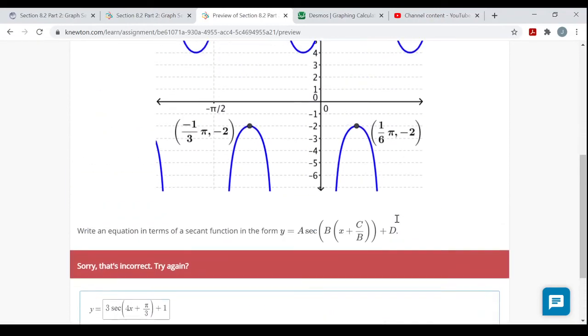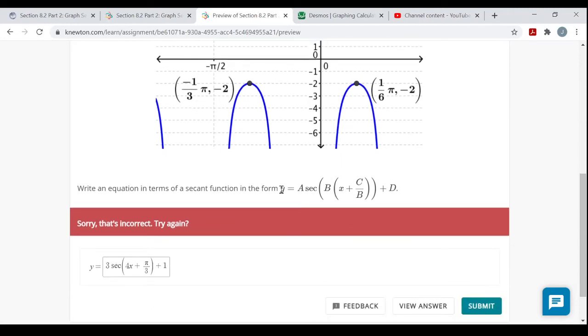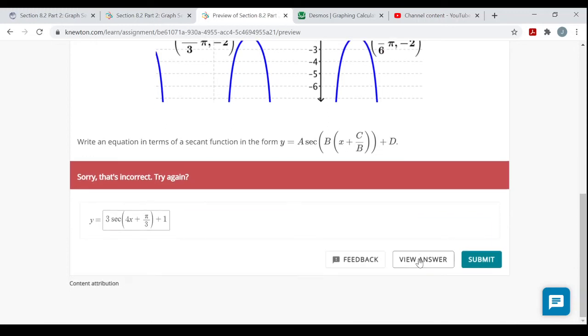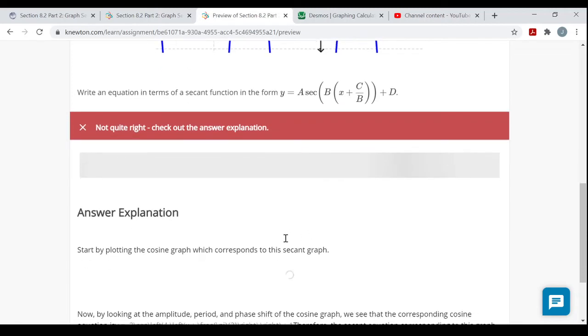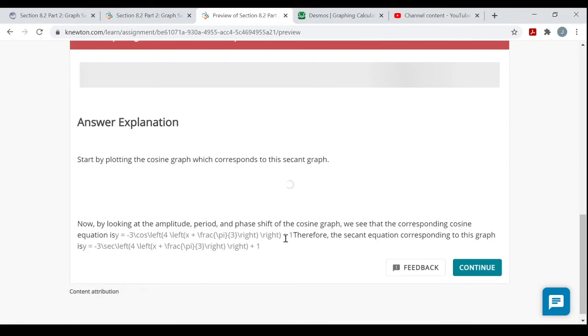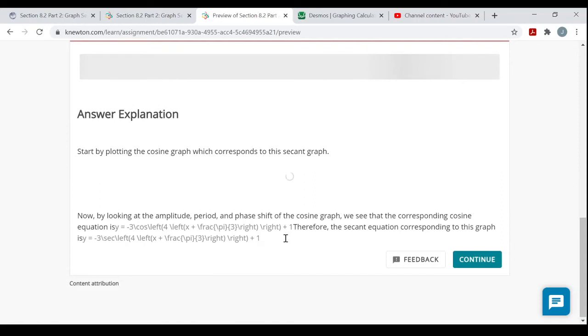Alright, this is looking, gosh darn it. If you read the directions, it wants me to put it in this form. So see the form here. If I view the answer, they got it. Alright, so I should have had, now they might have a negative. Come on.